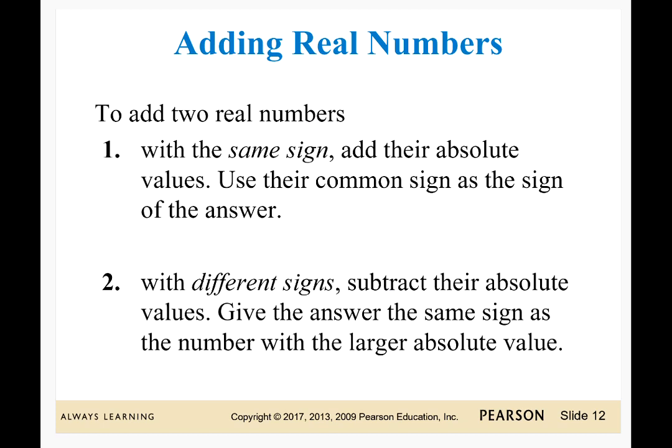So just to recap, here are 2 rules. If you are adding real numbers, if they have the same sign, you add their absolute values and you keep that common sign, whatever it was. If they have different signs, you are going to subtract their absolute values and you are going to keep the sign of the number with the largest absolute value, that larger magnitude. You're going to keep that sign.